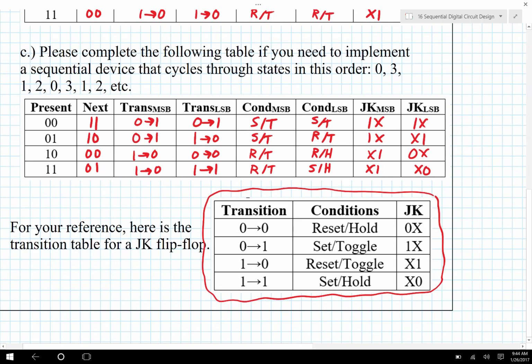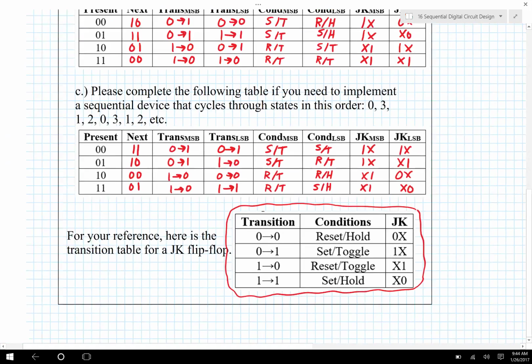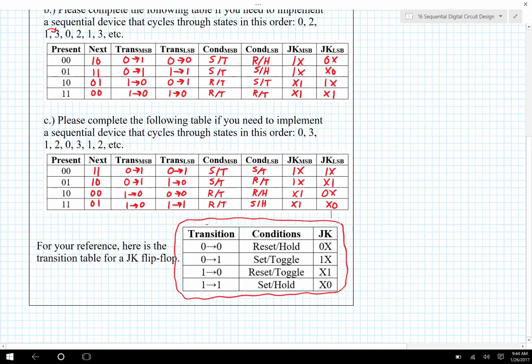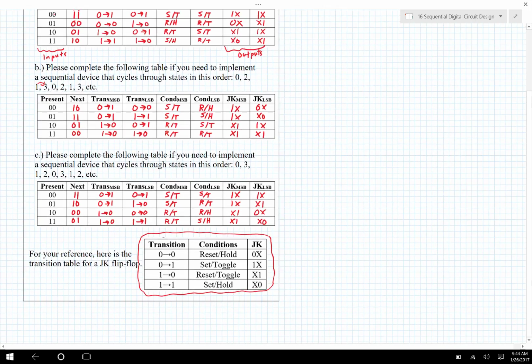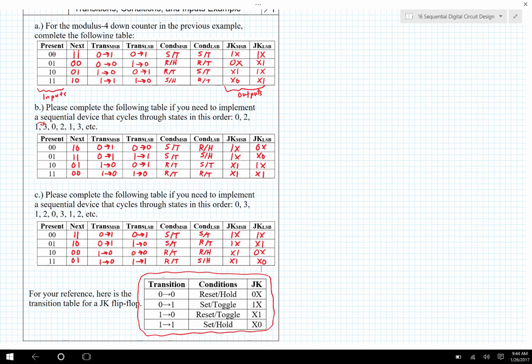So there are 3 examples done in quick order where you can see how to fill in these tables of transitions, conditions, and inputs. Once we've got these done, now we're ready to do the next step, which is the actual design of the next state decoder.